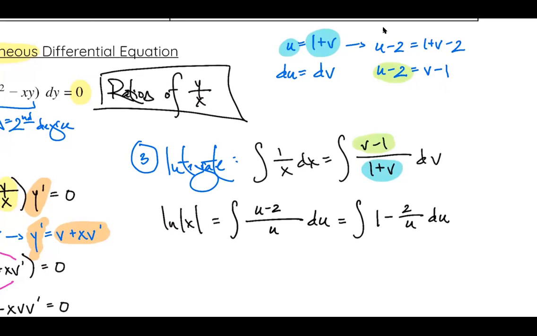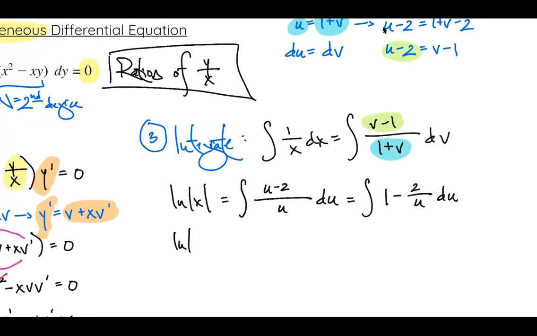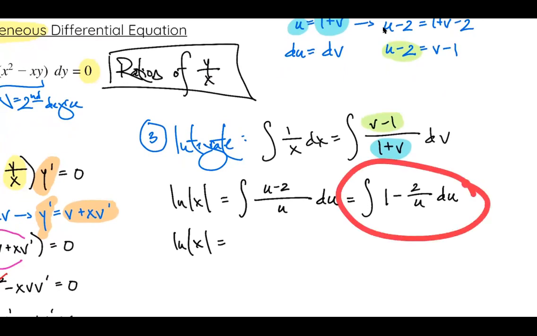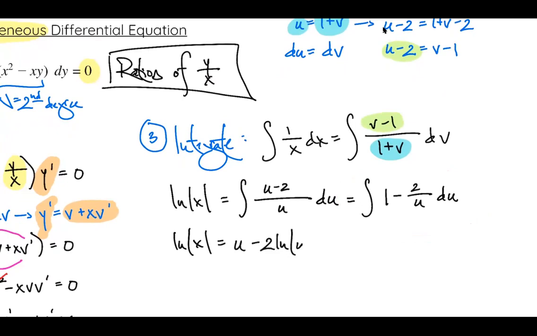Okay. Integral of that left-hand side gets us U minus 2 natural log of U plus C. All right, so the integral part, the actual differential equations part, is kind of right here, like all 3 of these lines.